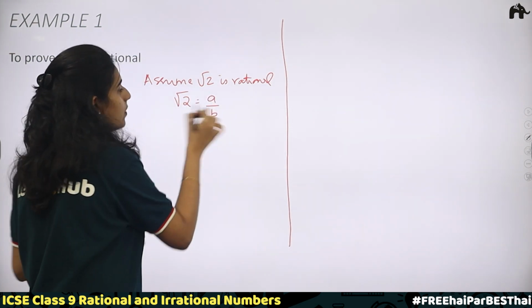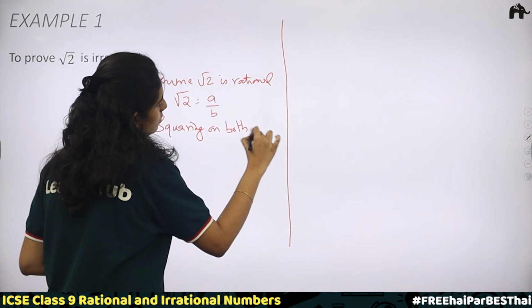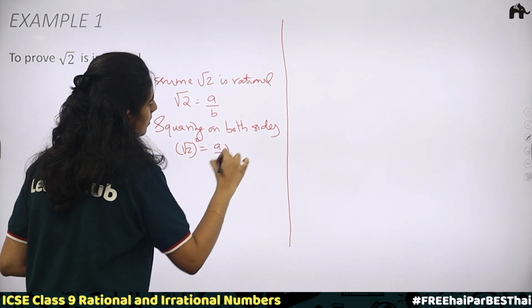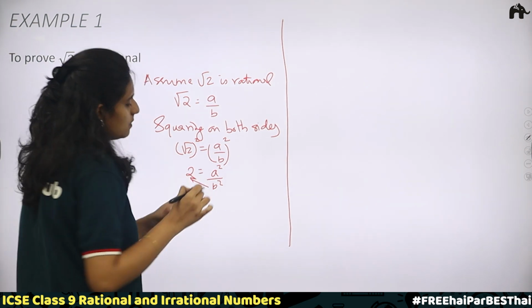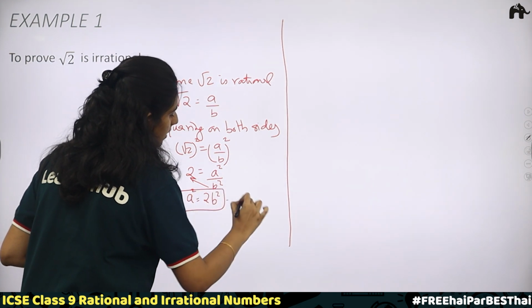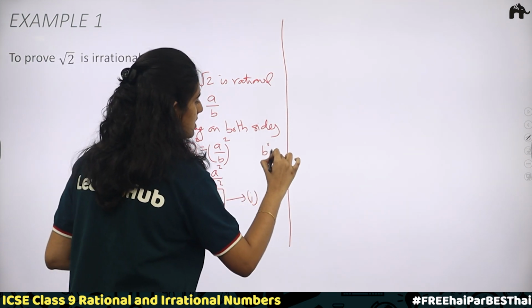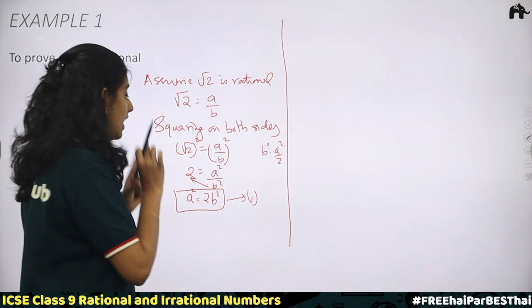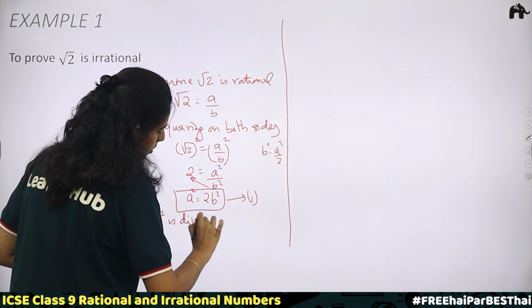The next step is squaring on both sides. What do we get? This will be root 2 square is equal to a by b whole square. Root 2 square is 2, and this is a square by b square. Next step, you take this b square to the opposite side. Then you will have a square is equal to 2b square. If a square is equal to 2b square, then we can say that a square is divisible by 2. If a square is divisible by 2, then a will also be divisible by 2.